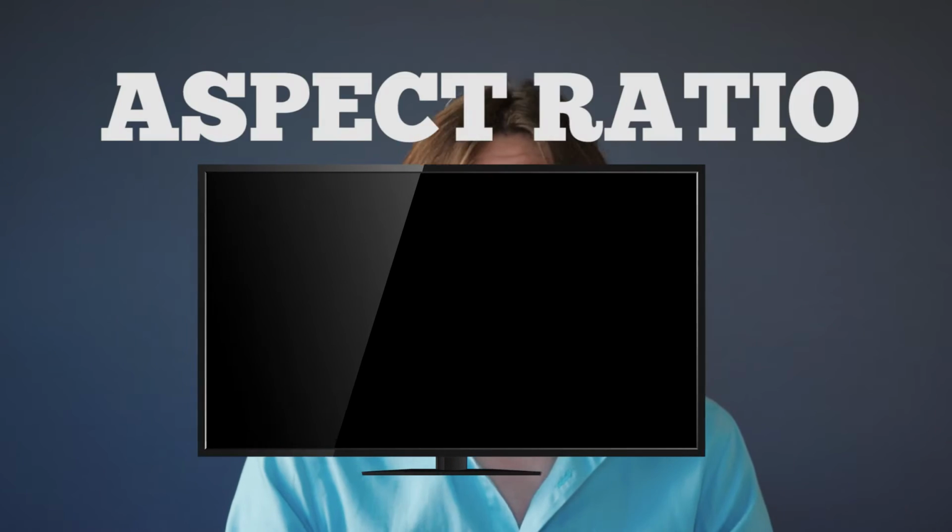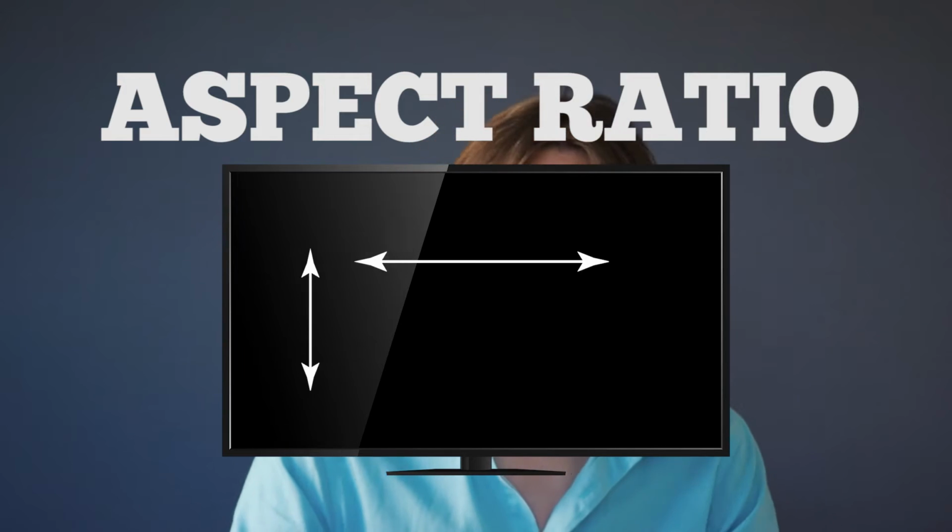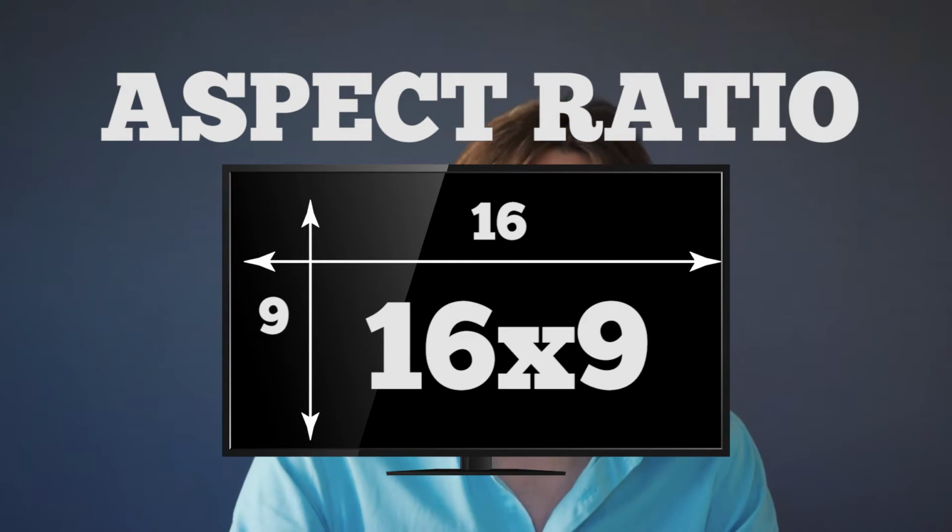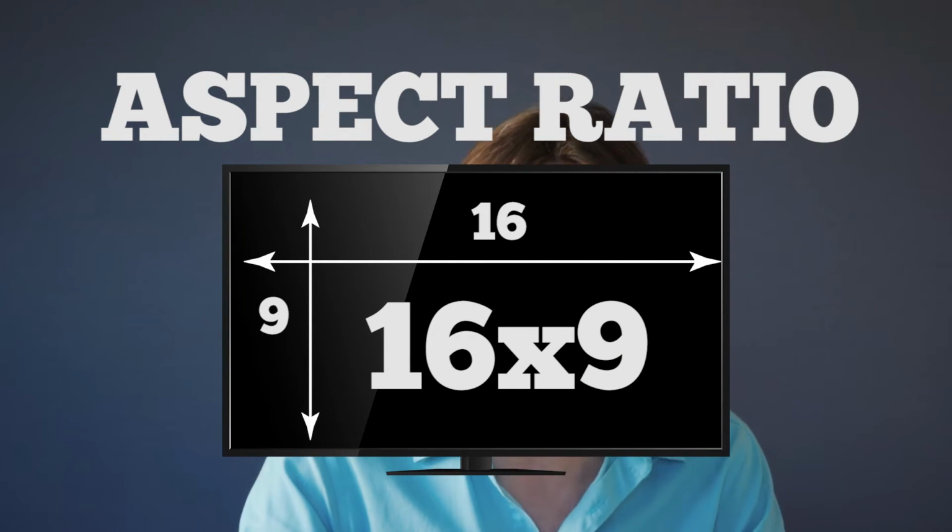You want another example? Take a look at a TV screen. A widescreen TV screen is oftentimes known in its aspect ratio. And today's widescreen TVs are typically 16 by 9. Which is the 16 and which is the 9? Horizontal by vertical. Width by length.